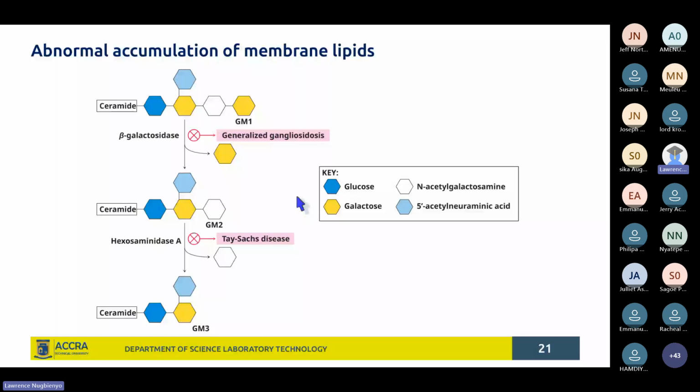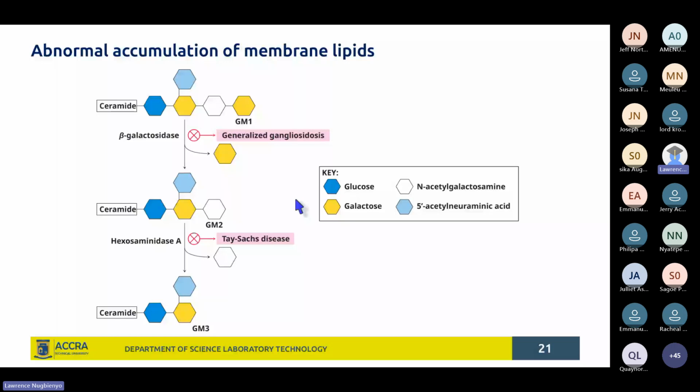Now, what happens is that there are some genetic diseases that are inherited from parents. A lot of times, these parents are carriers. So if you have two parents that are carriers, and then they give birth, sometimes it does happen that maybe about 25% of the children have the risk of developing some of these genetic disorders, where there is lack of or deficiency in some particular enzymes that are required in the metabolism of these membrane lipids.